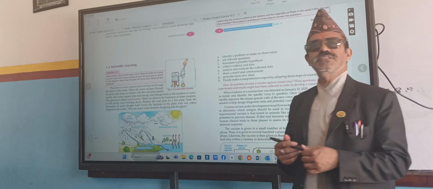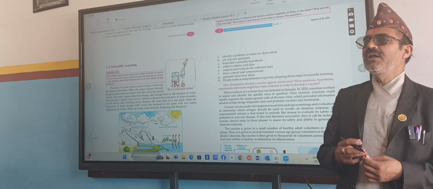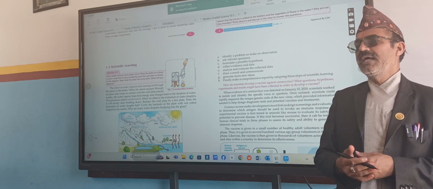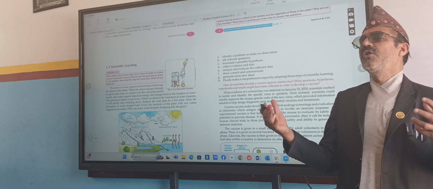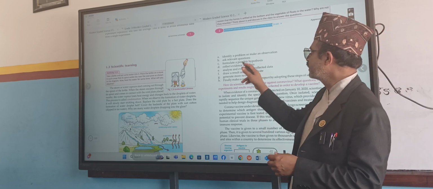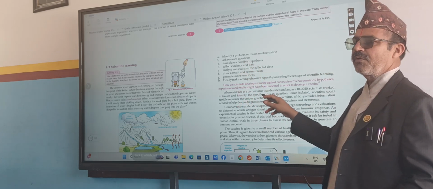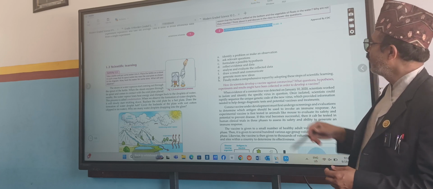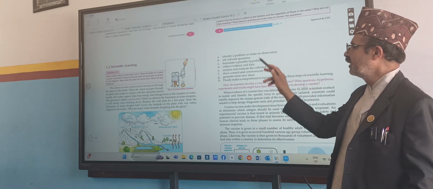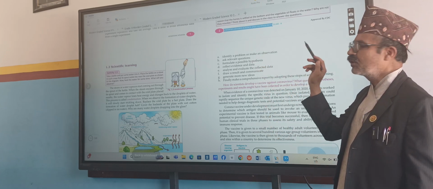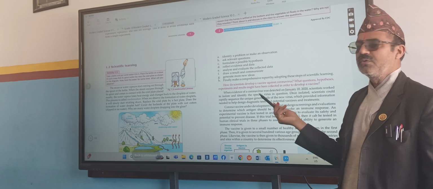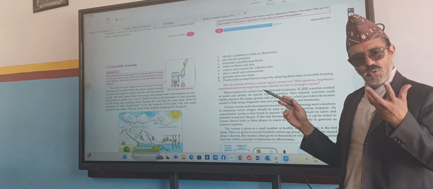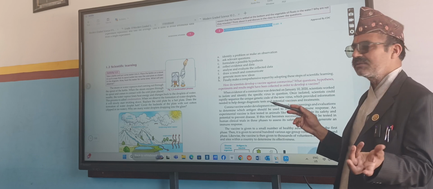Scientific learning is a very interesting process. We can learn by using a series of activities. We don't learn immediately. So these are the steps of learning. What is the first one? Identify a problem or make an observation. Next one, ask relevant questions: why, how, where. Formulate a possible hypothesis. Hypothesis means, oh, the main cause may be like this.